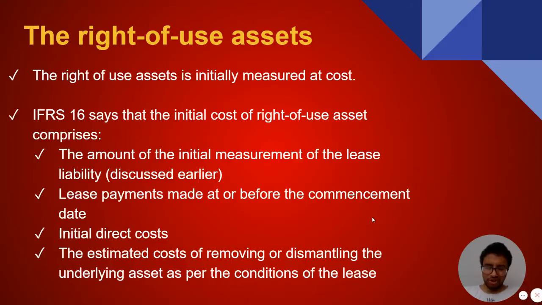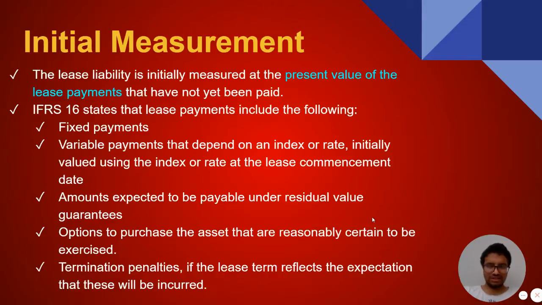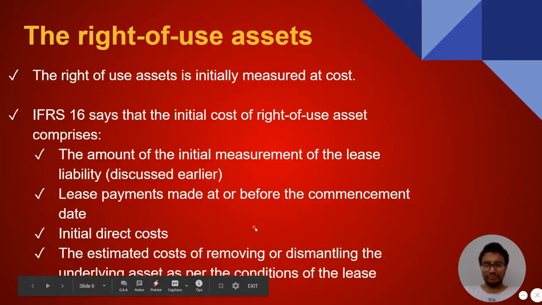Any direct cost associated with that particular lease, or the lease payment which is made at or before the commencement date, will also be included, and the initial measurement containing all the things that we discussed earlier will also be included. The last thing that will also be included is the estimated cost of dismantling, or removing the asset from that particular site, like in the case of IAS 16, right?